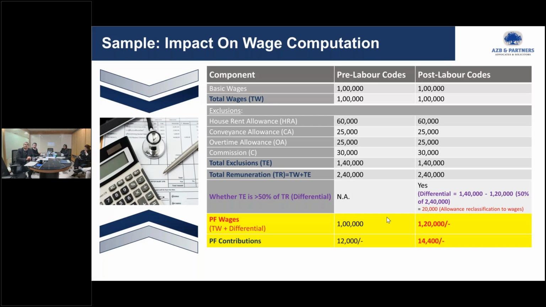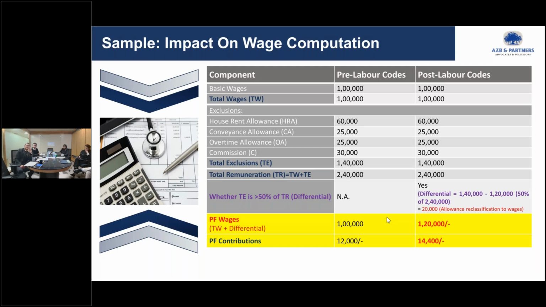So naturally, the contribution, 12% of, let's say, 1 lakh, is 12,000 earlier, and will rise to 14,400 just by reclassification of this wage, right? So this is just a sample calculation of the impact solely on the PF. I'll just take a pause to emphasize that my original PF contribution was 12,000. Due to the 50% rule that has been brought in, this has come to 14,400.